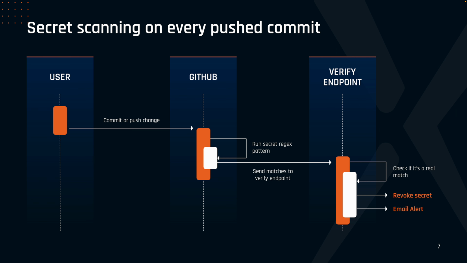Some providers are actually able to revoke secrets when they're detected by secret scanning. When this happens, the provider will make sure that that token is no longer valid, i.e., if it's an API credential, it can no longer be used to access their API. And following that, they'll also send out an email alert to whomever had issued the secret on their service to let them know that that secret was exposed and has now been deactivated.